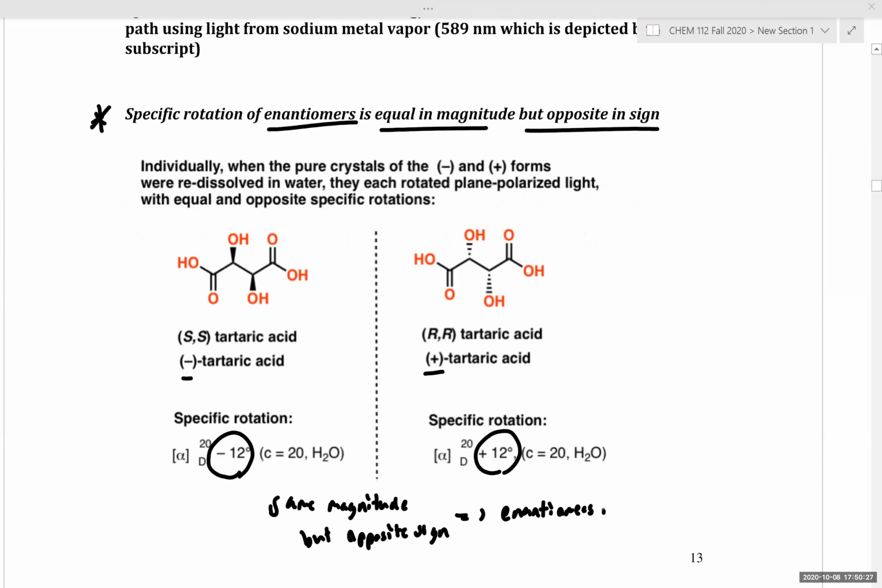So we'll talk more about R and S. This is the standardized method for assigning the stereochemistry at each stereo center. And we'll talk more about that momentarily.